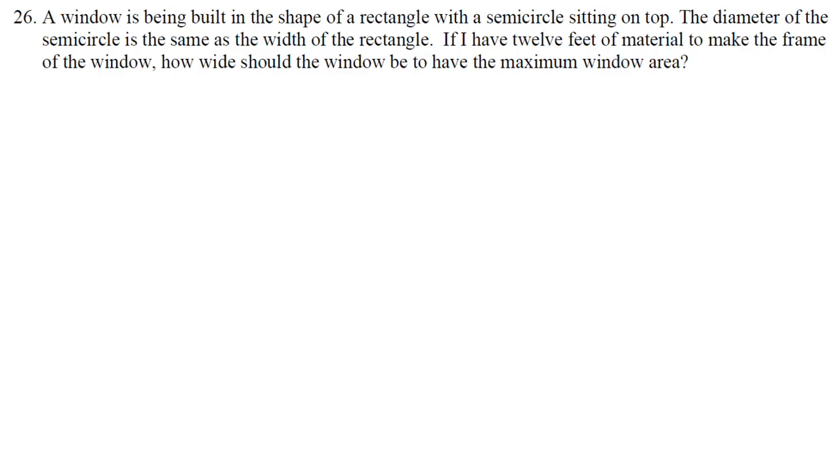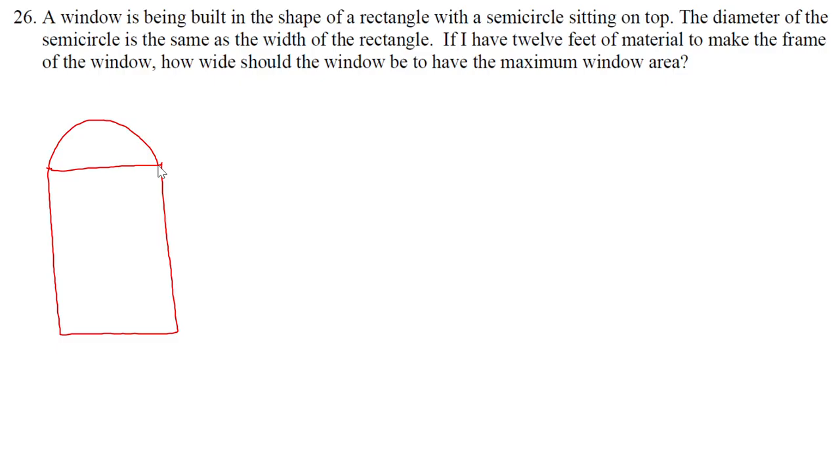All right, our next one here, we've got a window that is being built in the shape of a rectangle with a semicircle sitting on top of it, where the diameter of that semicircle is the same as the width of the rectangle. So here's the rectangle, and here is the semicircle sitting on top of it. Right? And so what this says here is that we've got 12 feet of material to make the frame, and we want to know how wide the window should be to have the maximum window area.